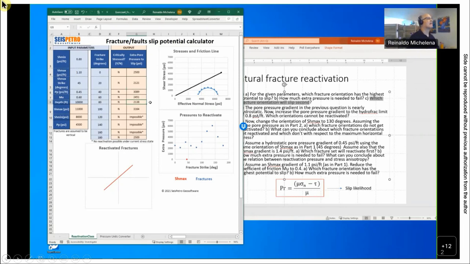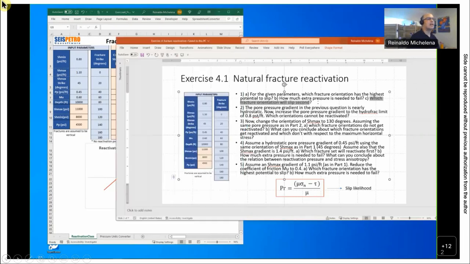2,138 psi. Okay, so that's all. You plug those numbers and you answer that. So then we go to part number 2. The pore pressure gradient in the previous question is nearly hydrostatic, 0.45. Now increase the pore pressure gradient to the hydrofrac limit, which is the maximum that you can pump, 0.8 psi per foot. Which orientations cannot be reactivated?